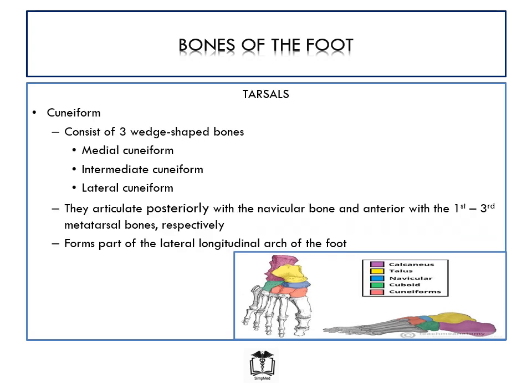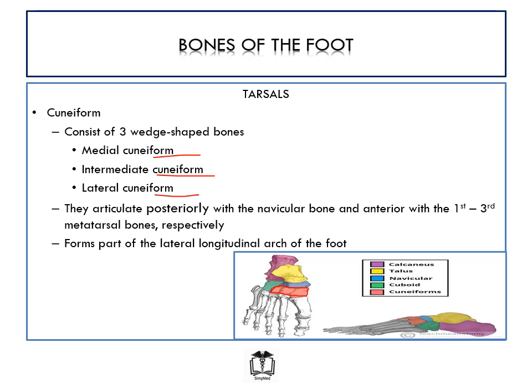The last tarsal bone is the cuneiform bone. This is a combination of 3 wedge-shaped bones that includes the medial cuneiform, the intermediate cuneiform, and the lateral cuneiform bones. These bones tend to articulate posteriorly with the navicular bone, as you can see. Behind the cuneiform bones is the navicular bone, and all 3 of them are in articulation with it.